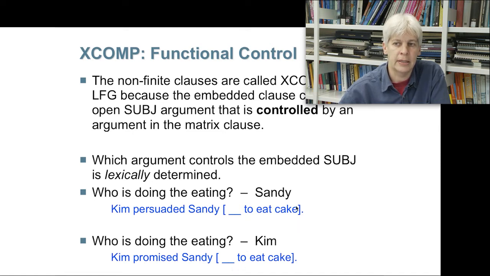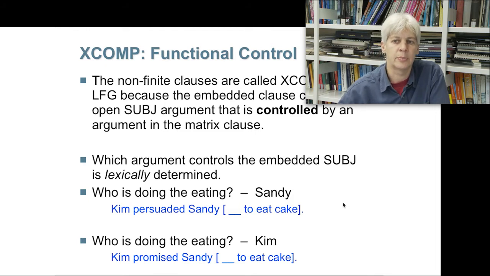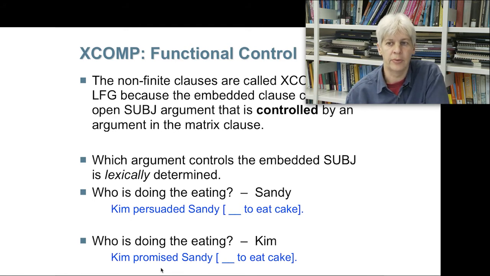And this is lexically determined. This was a big point back in the 80s. It's lexically determined because persuade is the type of verb that wants an object control structure. Promise is the kind of verb that wants a subject control structure. So it's a lexical property of the verbs, and we'll have to encode this property in the lexicon, and I'll show you how to do that.